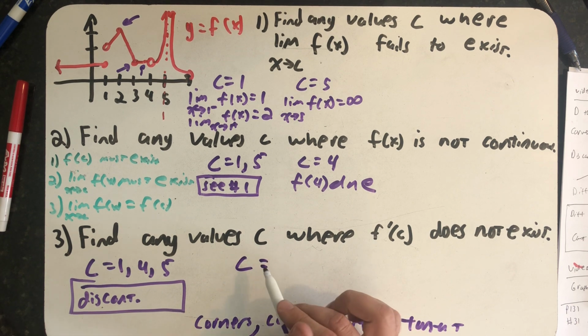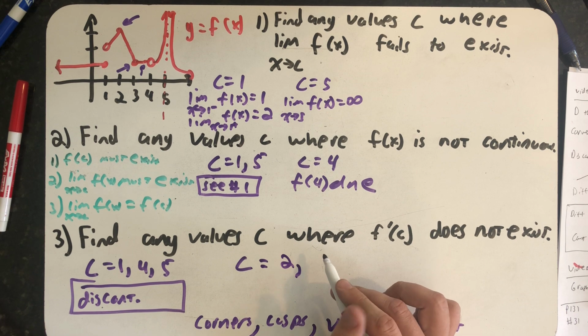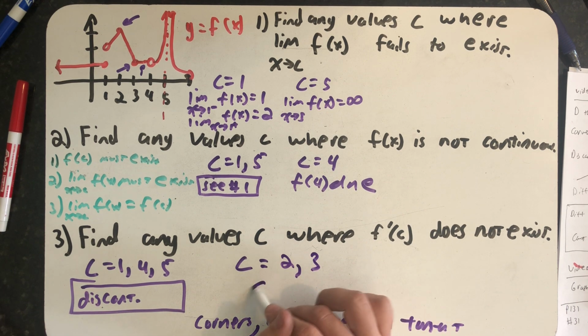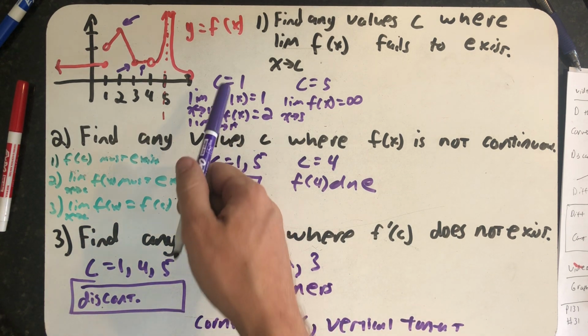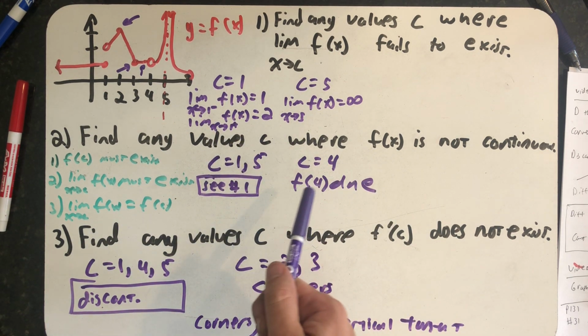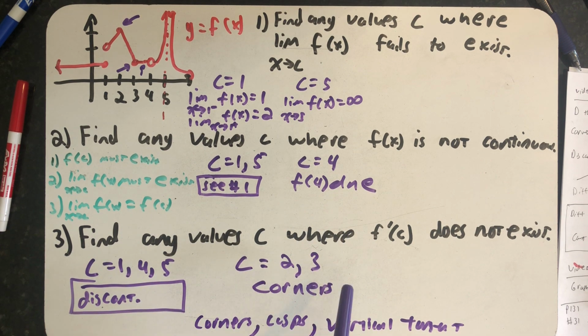So I need to add to my list 2 and 3. Those are corners. 2 places where the limit doesn't exist. 3 places where the function is not continuous. 5 places where the function does not have a derivative.